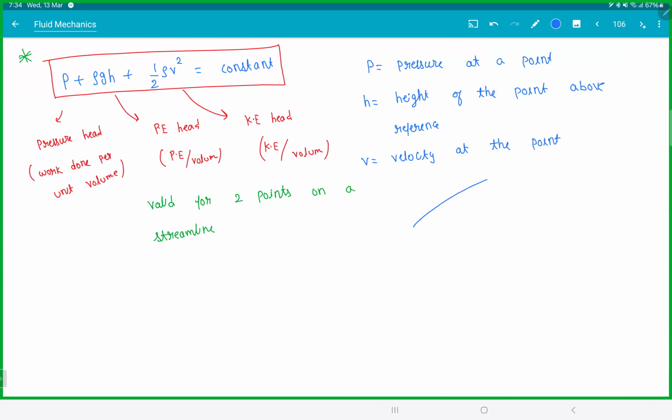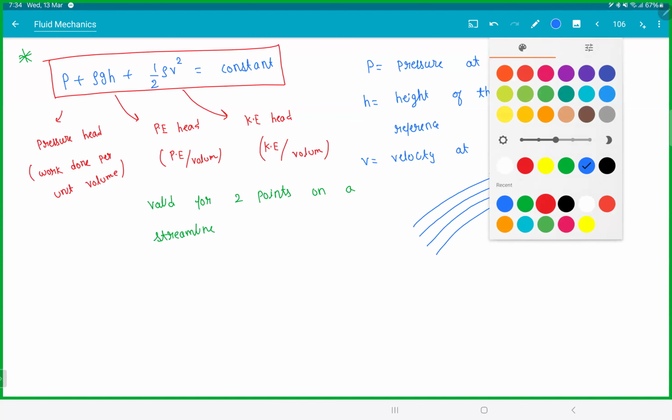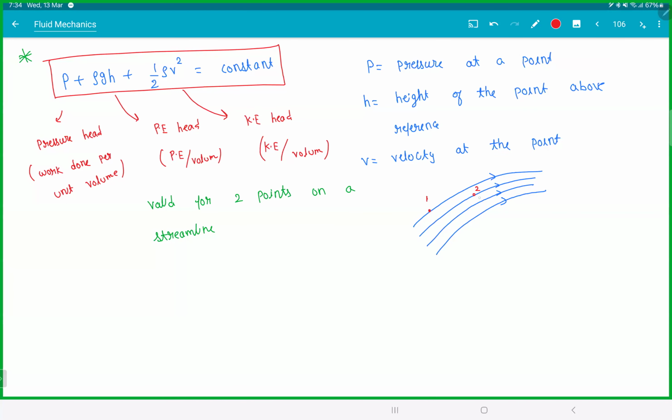Means if you're having streamlines like this, so if this is point 1, this is 2, this is 3, this is 4, and this is 5. You can apply between 3 and 4. You can't apply between 1 and 4 or anything. You're getting it? So this is valid between 3 and 4 because they both are on the same streamline. But luckily, at any point we can say streamlines are looking symmetrical, and therefore we'll say 1 and 3 are identical, therefore 3 and 4 are also same. So we work out like that.